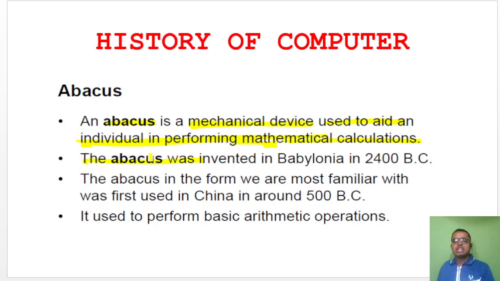The abacus was invented in Babylonia in 2400 BC. The abacus in the form we are most familiar with was first used in China, around 500 BC. It was invented in Babylonia in 2400 BC, and it was used first by the Chinese around 500 BC.